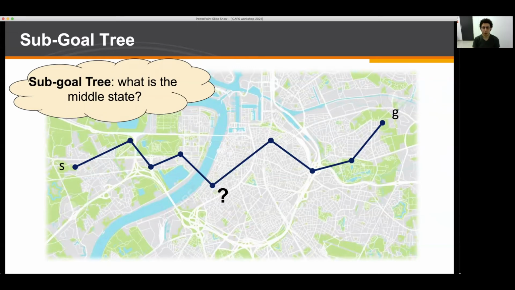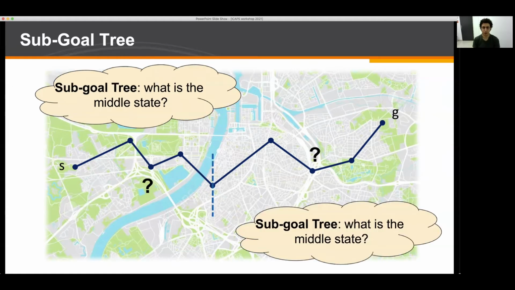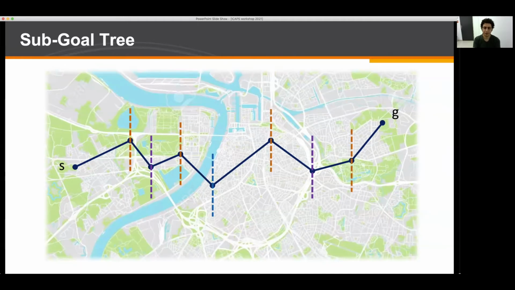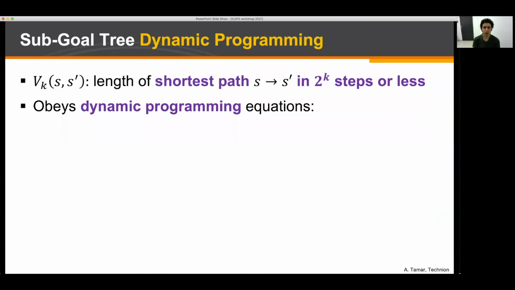Given a state and a goal, we're going to ask what is the middle state between them. And then we break up the problem into two different independent problems, and we're going to compute the sub-goal in between them. And then we get 4 different problems and so on until we figure out all the sub-goals, and then we make up the whole trajectory. So you can write down a dynamic programming algorithm using this idea that we call sub-goal trees.